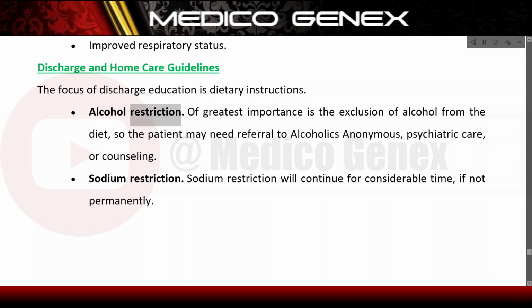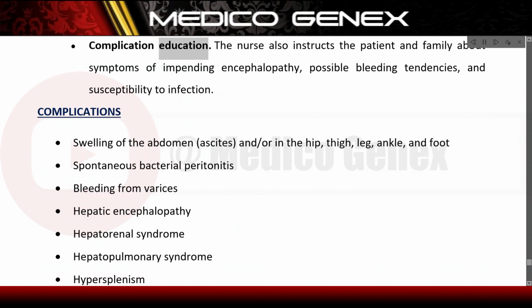Alcohol restriction. Of greatest importance is the exclusion of alcohol from the diet, so the patient may need referral to Alcoholics Anonymous, psychiatric care, or counseling. Sodium restriction. Sodium restriction will continue for considerable time, if not permanently. Complication education. The nurse also instructs the patient and family about symptoms of impending encephalopathy, possible bleeding tendencies, and susceptibility to infection.